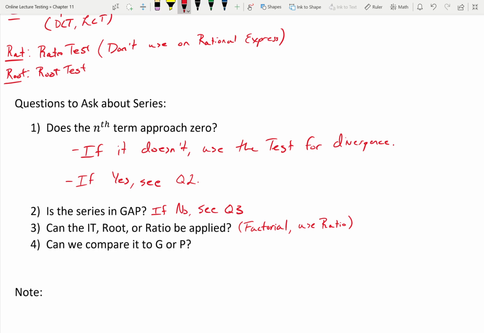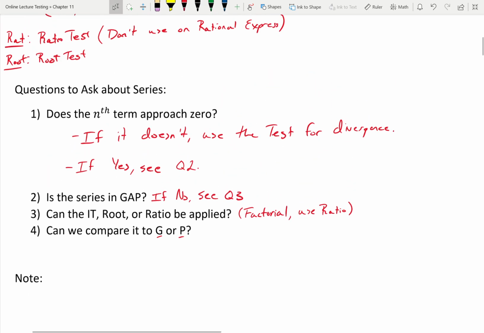All right, and the last one is, if we can apply it, see question 4: can we compare it to either the geometric series or the p-series? If so, use the direct comparison test or the limit comparison test. So those are the 4 questions. Very quick questions to go through. Am I looking at something whose limit is not going to exist? And be careful around alternating series just because of that alternating part. So I would suggest, if you see it's alternating, go straight to the alternating series test, period. All right, so very, very quick things to go through.